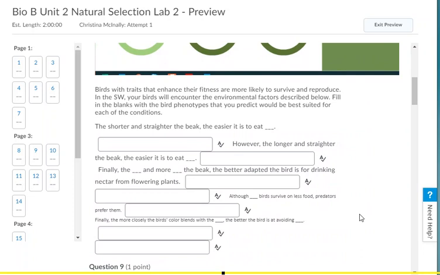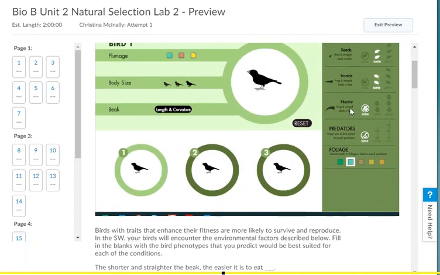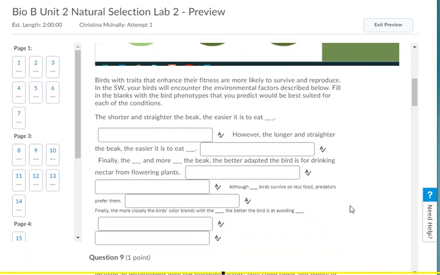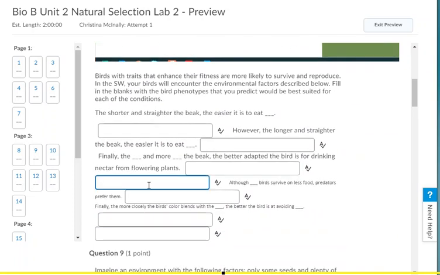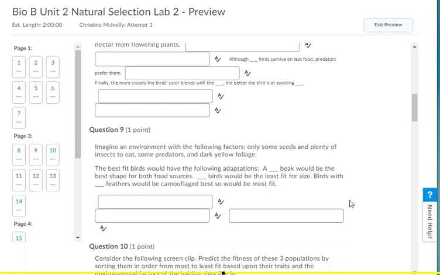Finally, the blank and more blank the beak, the better adapted the bird is for drinking nectar. So what does it say about nectar? Long and curved, right? So I even think you could put in long and or longer for these 2. Okay, I have this part done. And question 9 as well. You have 9 done. All right, so I'm just going to roll through there then.